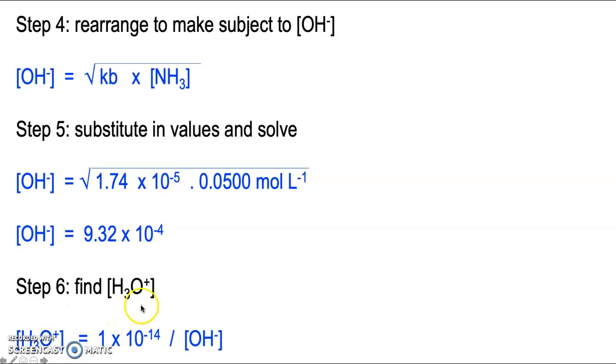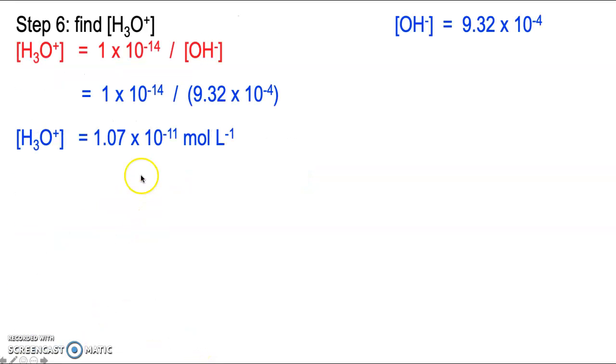From there, I'm going to find my hydroniums. Now, yes, you can go and find pOH at that stage and then find pH. That's fine, you'll get the same answer. There's more than one way to solve this in these final stages. But I like to find my hydroniums at this point, which I do using 1 times 10 to the minus 14 over the hydroxide concentration. So that gives me a value for my hydroniums of 1.07 times 10 to the minus 11.